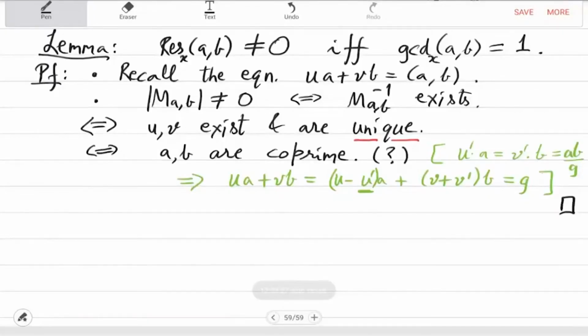Any questions? Can you explain the only if? The other side, okay. So suppose that A and B are co-prime. So you have UA plus VB equal to 1. Well, I can do it by calculation. That's actually easier. No, let me just do it in a straightforward way. So suppose 1 is equal to UA plus VB equal to U prime A plus V prime B.